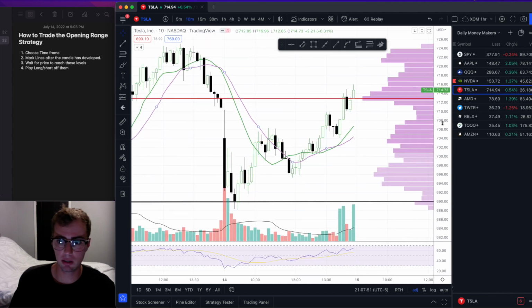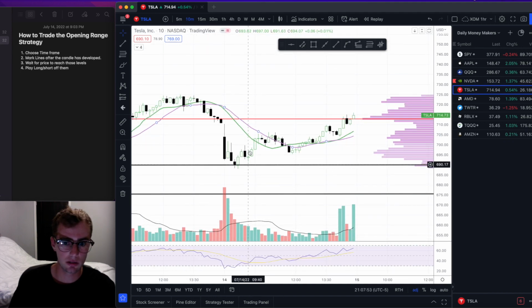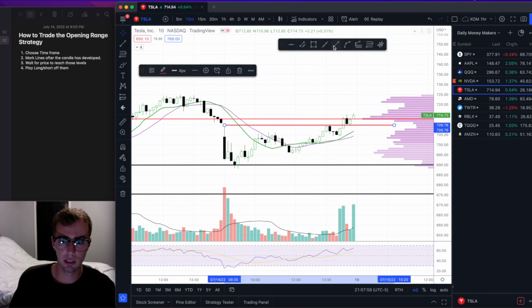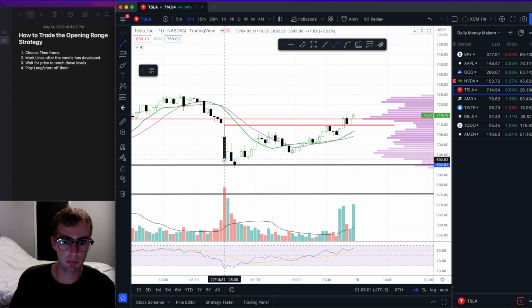Let's do the same thing, right? So here's Tesla. These would be our opening ranges. And now there were no really clean breaks, but however, I would have played this chart. So this is the 10-minute, right? So this is our opening range.